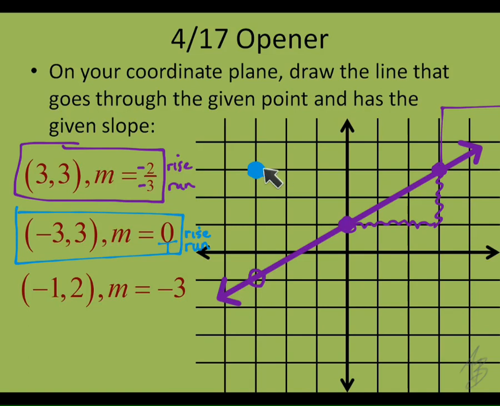So starting at this point, how far am I going to rise? 0. I'm not going to. How far am I going to run? 1. So that's going to the right one, right? So I end up with another point right there. And then what does my line look like?